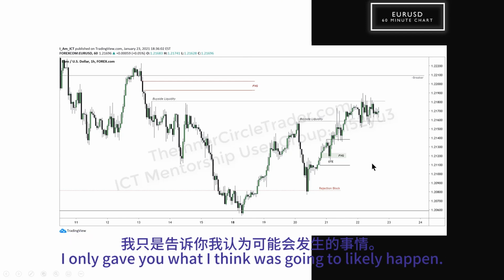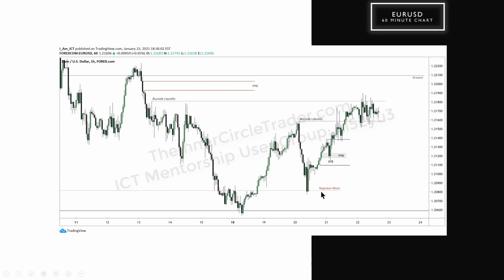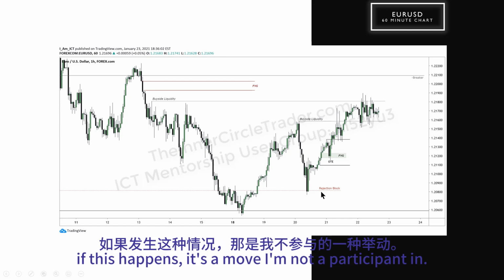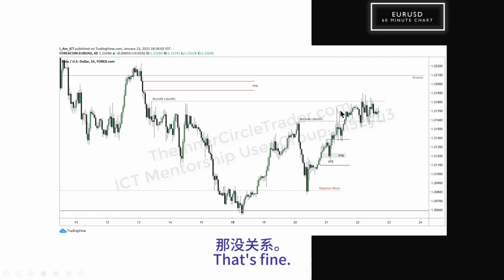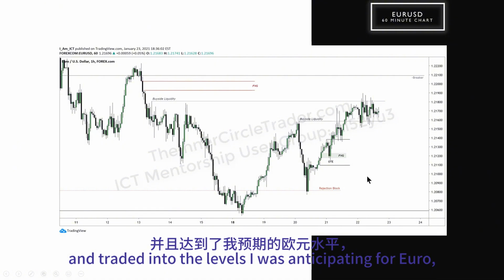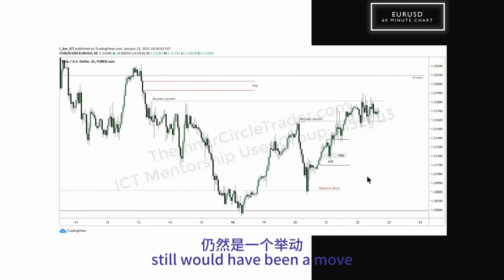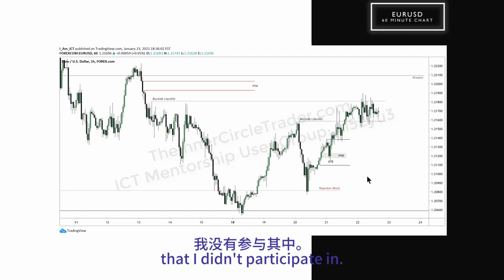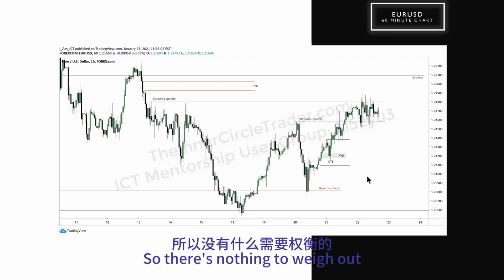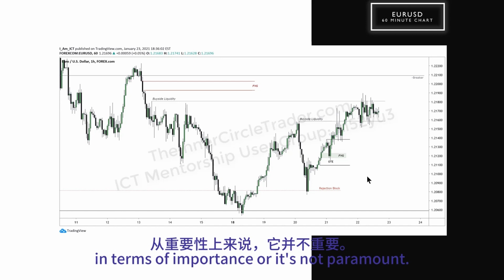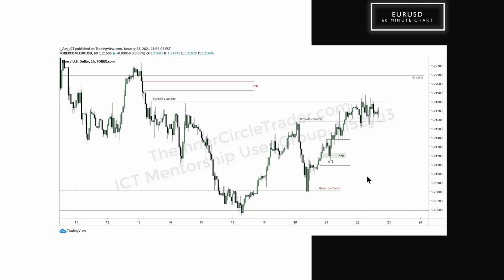I only gave you what I think was going to likely happen. And then there it is. And like I said, if this happens, it's a move I'm not a participant in. That's fine. And it's also the same if it would have went lower and traded into the levels I was anticipating for euro. It still would have been a move that I didn't participate in. So there's nothing to weigh out in terms of importance, or it's not paramount.